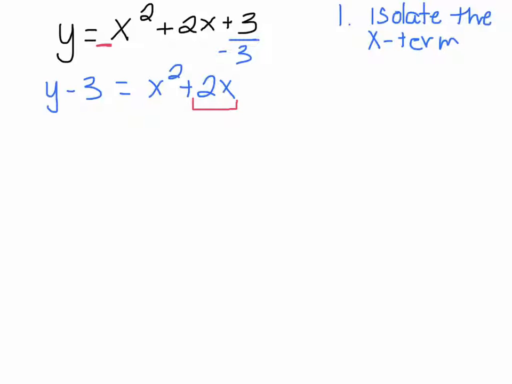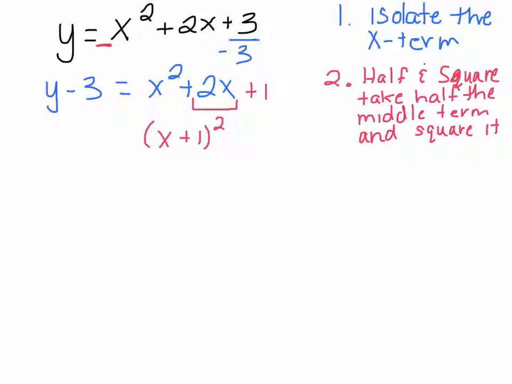So I use a method called half and squared. I'm going to take half of this term. Well, half of 2, a positive 2, is a positive 1. And then I'm going to square that term. 1 squared is 1. So step 2, we're going to take half and square it. Half the middle term and square.